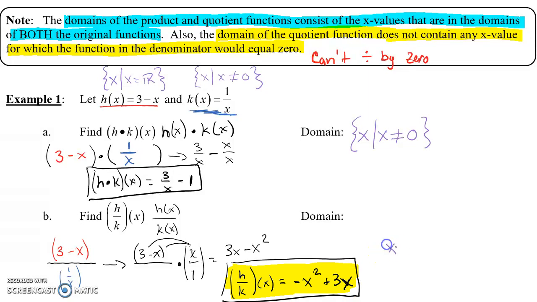And the domain is going to be x such that x is not equal to 0. That's the domain of both of the original functions. The second aspect of the domain, the second restriction, the quotient cannot equal 0, is already taken into account.